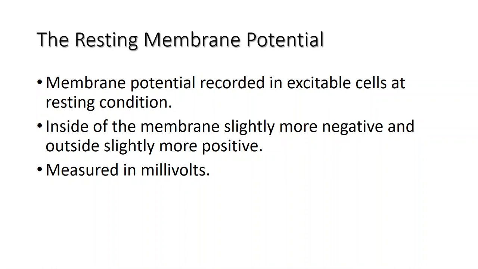The exact value measured for the resting membrane potential varies between cells, but minus 70 millivolts is most commonly used value for most neurons. The minus sign indicates that the inside of the cell is negative relative to the outside. A cell that exhibits a membrane potential is said to be polarized.